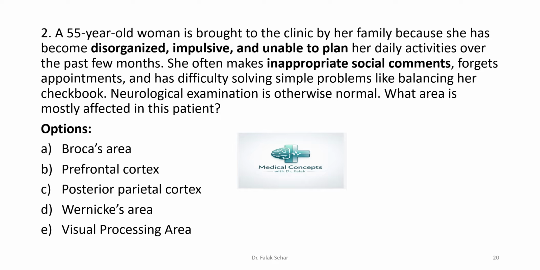Now coming to the second question. A 55-year-old woman is brought to the clinic by her family because she has become disorganized, impulsive, and unable to plan her daily activities over the past few months. She often makes improper or inappropriate social comments, forgets appointments, and has difficulty solving simple problems like balancing her checkbook. Neurological examination is otherwise normal. So tell me, which area is mostly affected in this lady? Take your time.